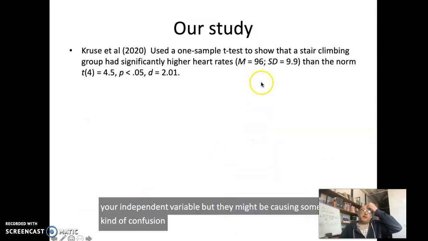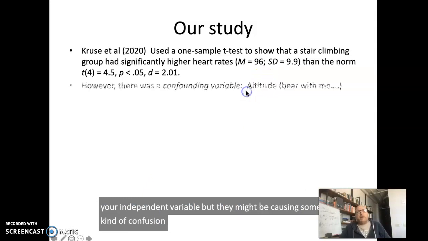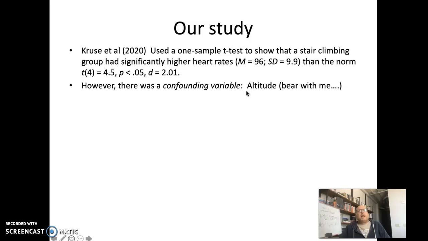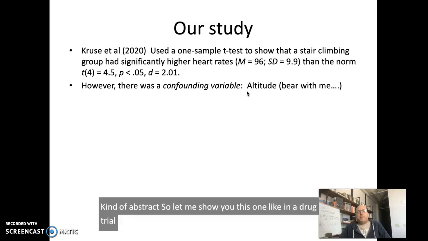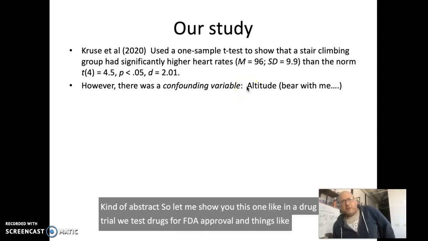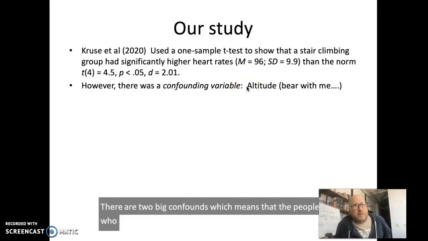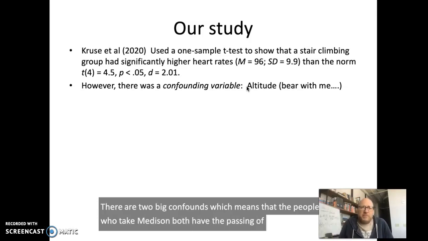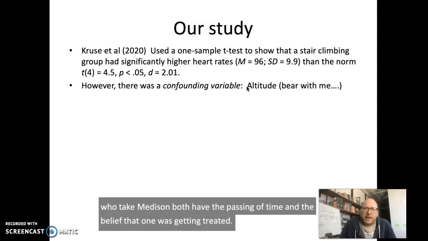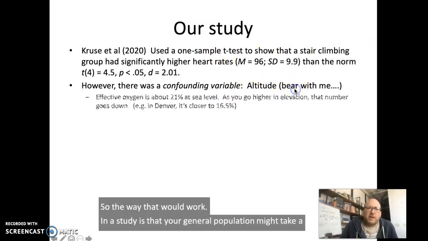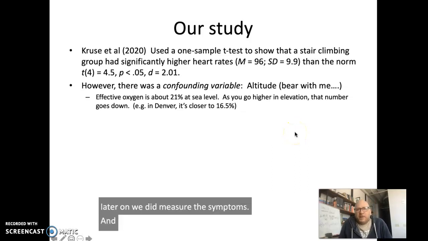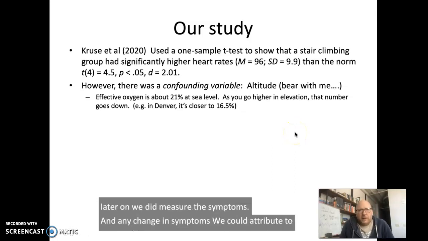If we go back to our study, we see we have a stair climbing group that had change in heart rates. But we compared that to an idle population, and there are other things happening beyond just the stair climbing. You have to bear with me here. The confounding variable that jumps out to me most is that there was a change in altitude. Okay, and altitude is kind of important to heart rate. I looked this up on the internet. It's a very useful thing.